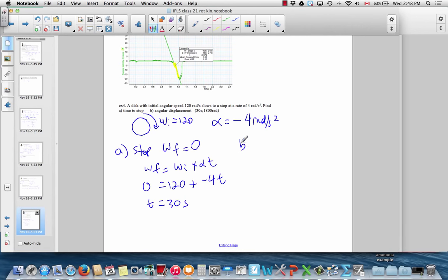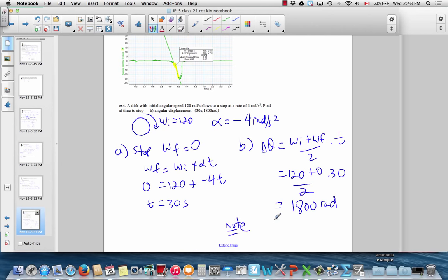How far did it go? Well, an angular displacement is an average velocity times time. It's starting off at 120 rads per second and slowing to rest over a 30-second time period. So this is 60 times 30. That's 1,800 rads.